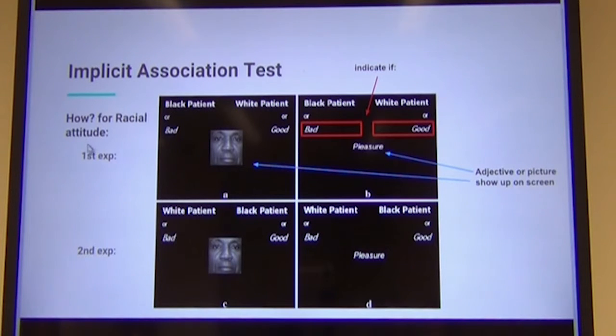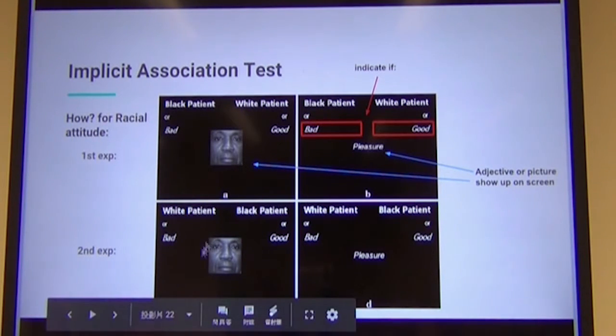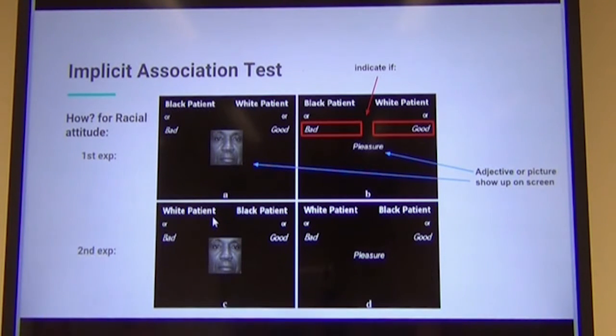So in the first part, if the picture is a black person and the word is a bad word, then you have to press maybe the left arrow. But in the second part, you will see the same picture and the same word, but this time the choice is reversed, because this time bad is paired with white person. So in this way, after you conduct the experiment, you can analyze whether there is any difference in the reaction time between these two experiments.